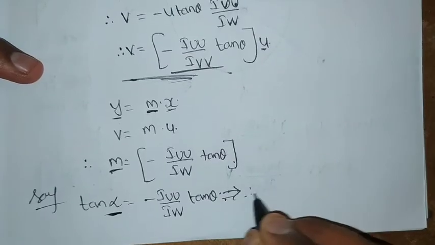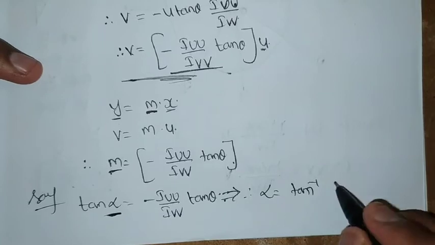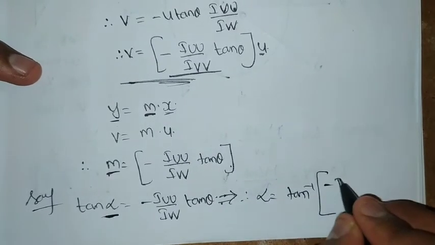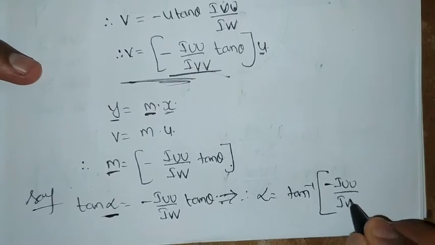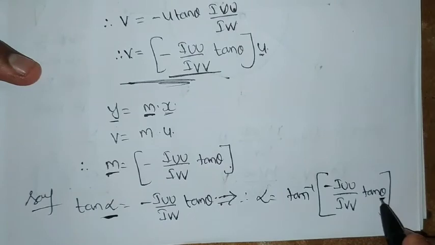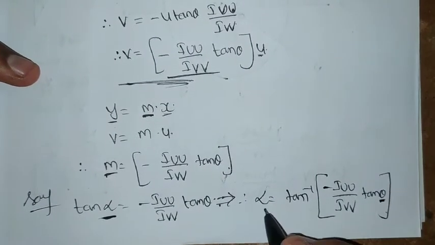Therefore alpha is equal to tan inverse. If I take tan inverse to that side, then tan inverse of minus I uu by I vv into tan theta. So the theta value we know, it will be given in the question itself.